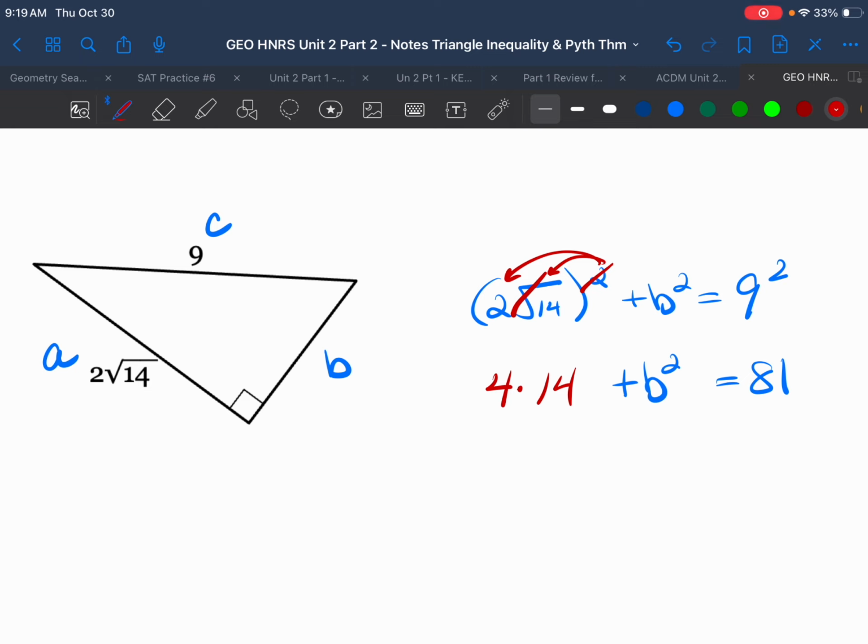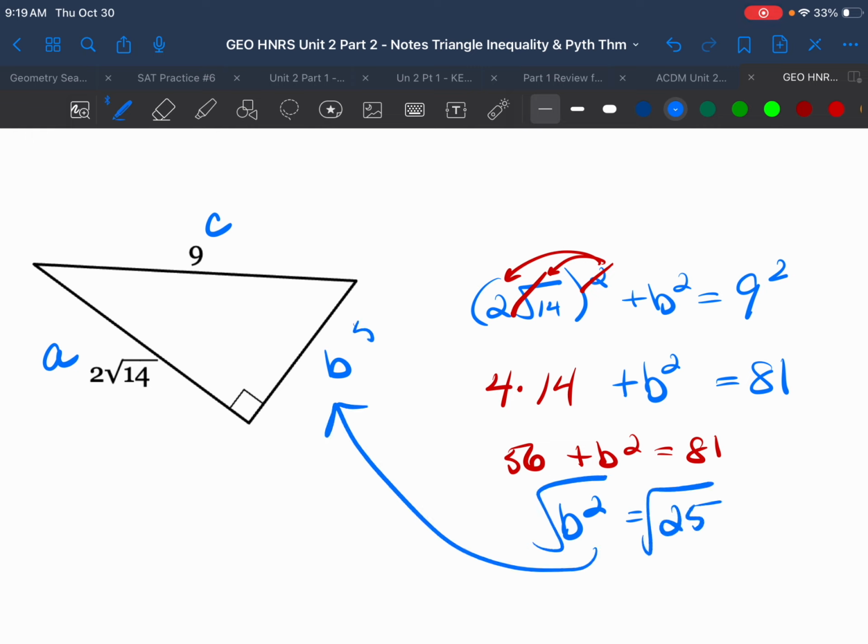So now what we're going to do is multiply 4 times 14, which is 56, plus B squared equals 81. And then once I subtract my 56 from both sides, it actually works out nicely, right? We get B squared equals 25, which means B was 5.